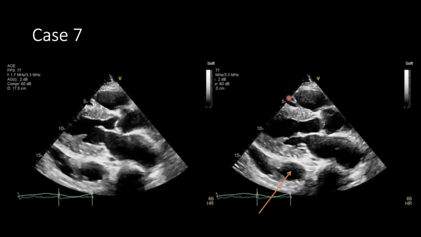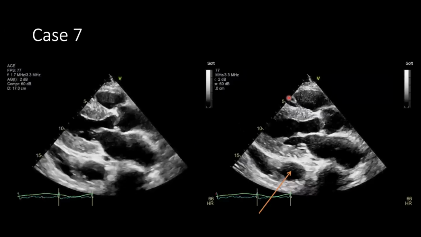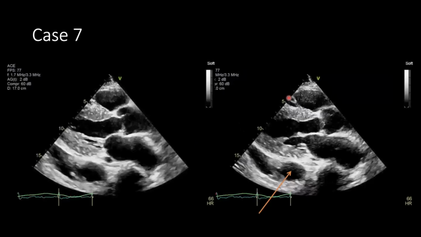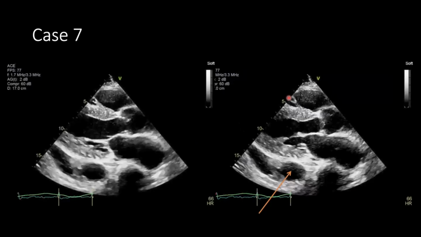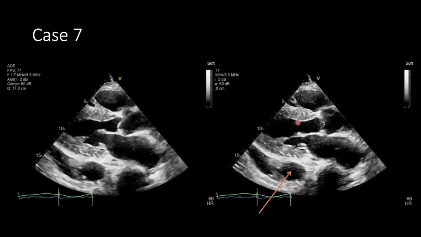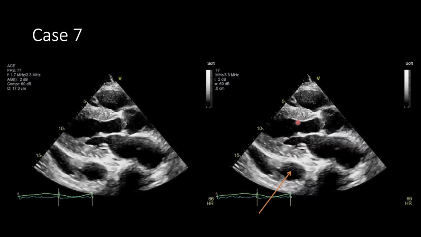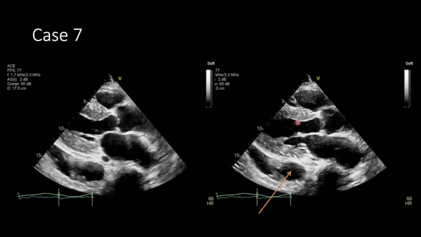Okay, case 7 here. So a moving image on the left, and then it's just a still image. And what I'm interested in is this lesion pointed out with the arrow. What do you guys think this is? And I'm just going to move it along to the artifact question. The question is whether it's an artifact, but I'll just play the video in case it's helpful for people.